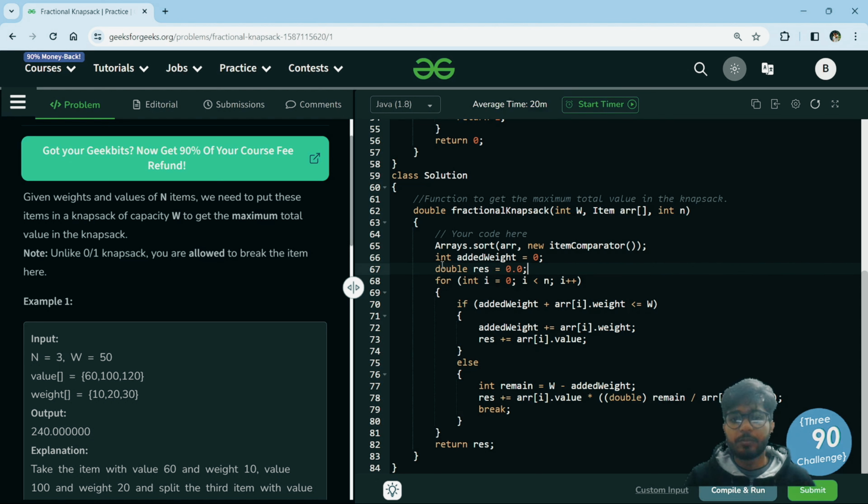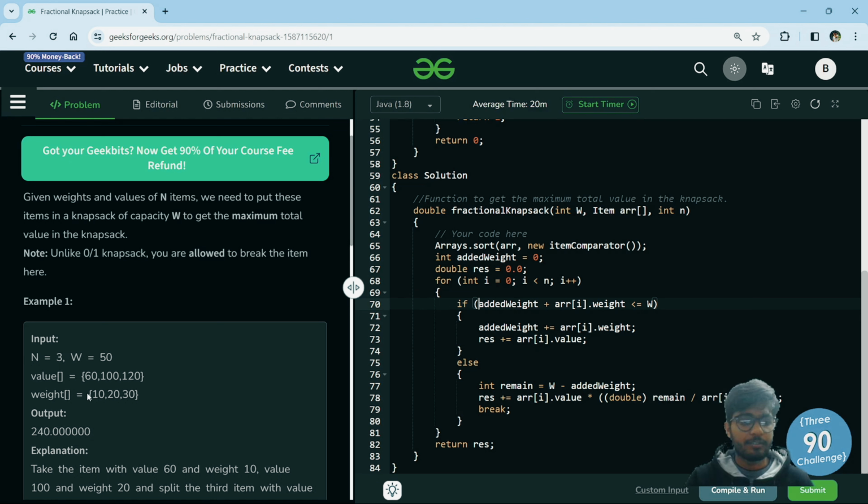Then we took two variables. Our result will calculate the total value, which we have to return at last. And added weight will calculate the weight we have added in our knapsack till now. So we started our loop from the first index of the array, that is the first element which has the maximum profit, till the last element of the array, and then we check the added weight which is already present in our knapsack and the current weight of an item.